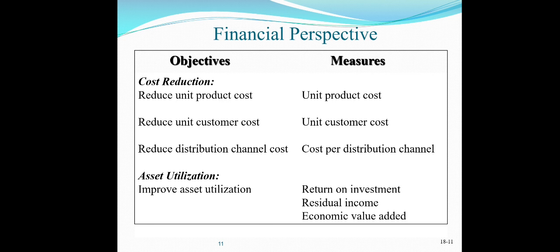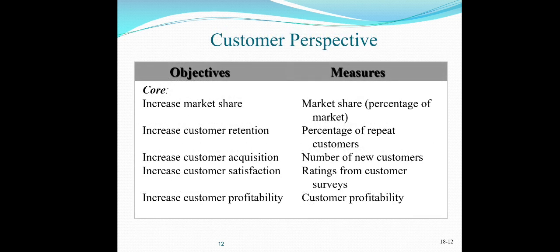So if the objective is asset utilization, then the specific objective or sub-objective is to improve the asset utilization. The measures that can be used for this objective are return on investment, residual income, and economic value added. So I think this is the detail.